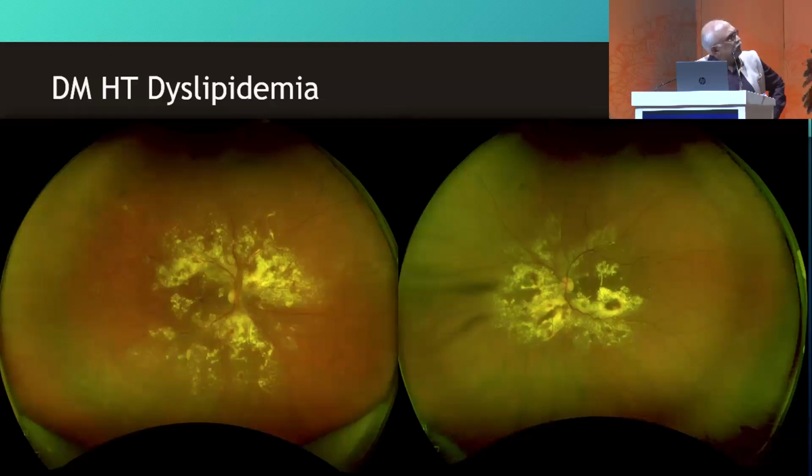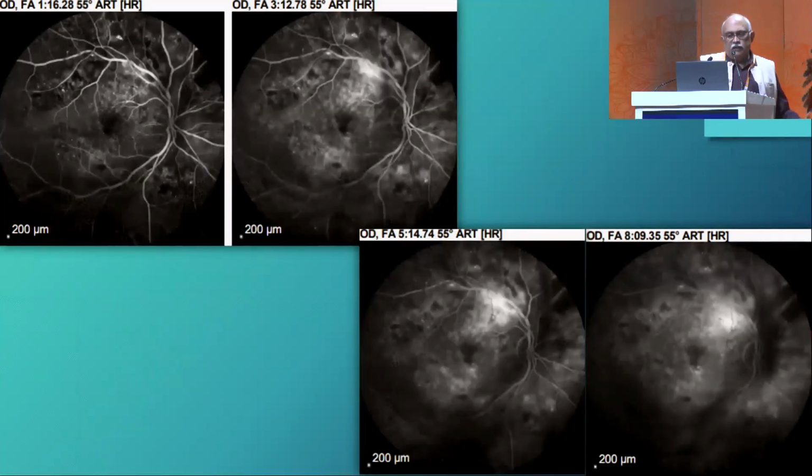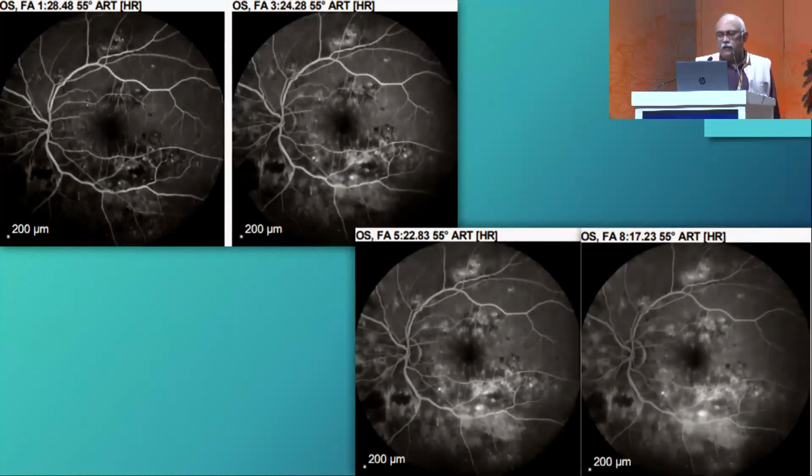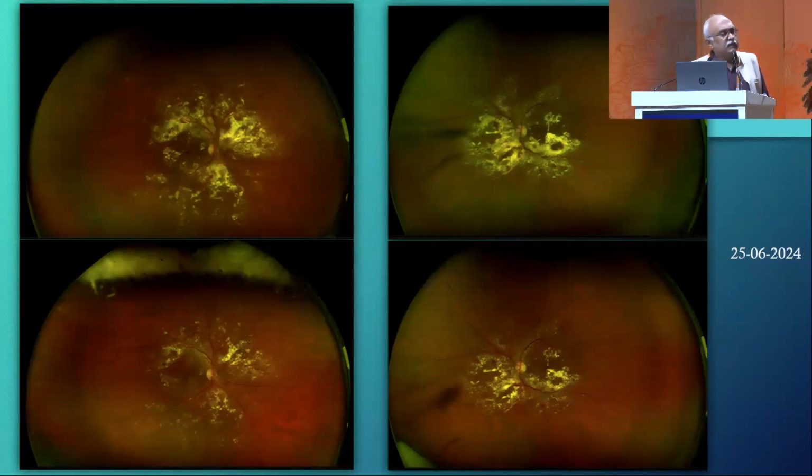This patient came in 2024 with plenty of hard exudates, lipids across the posterior pole, especially the nasal side also you can get, not like a typical diabetic retinopathy, and hyperreflective dots in the retina, even at the fovea. The angiogram shows NPDR changes with diffuse capillary leakage, no new vessels. So NPDR, and the patient had hypertriglyceridemia with hyperlipidemia.